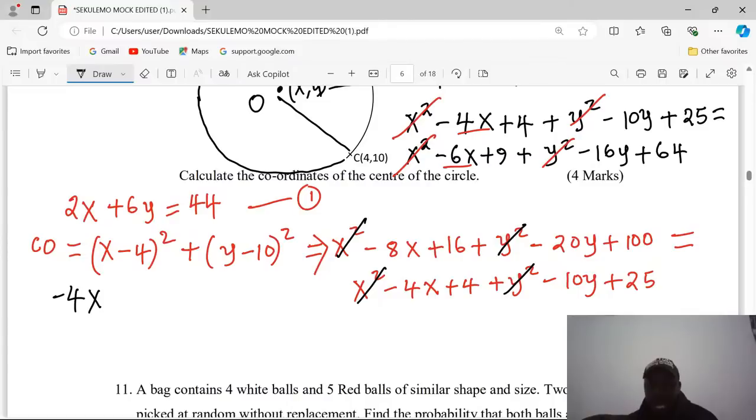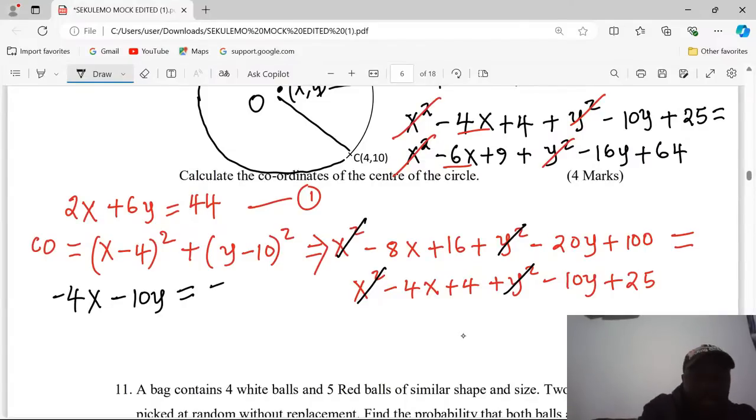Then again, I'm having negative 20y, then plus 10y, it becomes negative 10y. Then finally, we can take the constants to the other side. On the other side, I'm going to have 25 plus 4, which is 29. Then I subtract 116, which is giving me negative 87. Negative 87. Those are the values.